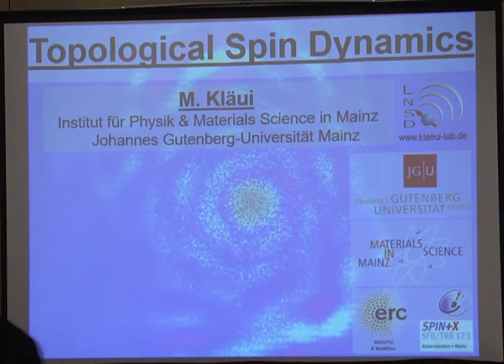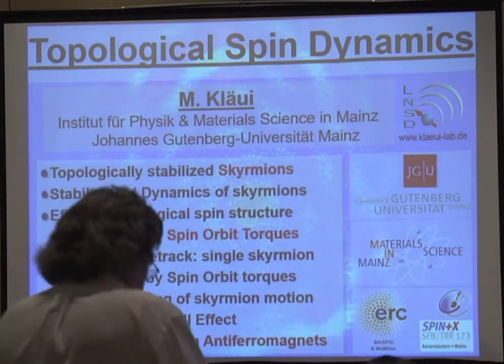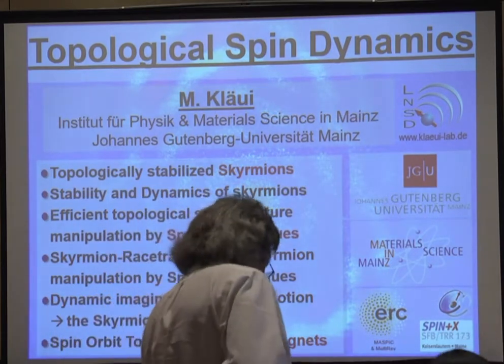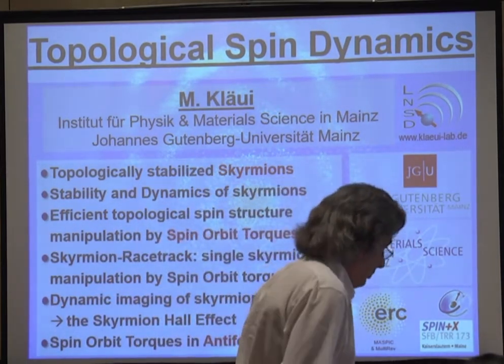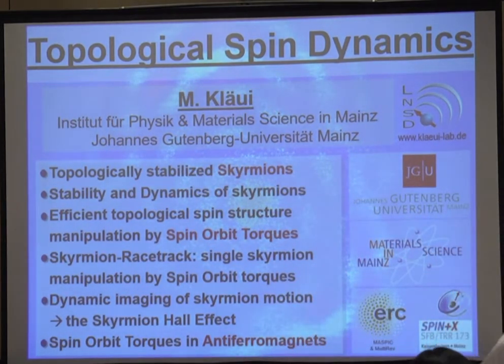Anyway, I'm going to talk about topological spin dynamics, and here is a quick rundown of what you can expect in the next 30 to 32 minutes or so. Very briefly, skyrmions. You all know what skyrmions are. It's a good thing about such a meeting: I don't have to introduce these spin structures to you. Then a little bit about the stability that we've been investigating using some multi-scale modeling. And then the main part of the talk will be the dynamics due to spin orbit torques of skyrmions, the skyrmion racetrack, and the skyrmion Hall effect. And then a few words about spin orbit torques in anti-ferromagnets, with the outlook of them possibly also manipulating skyrmions.